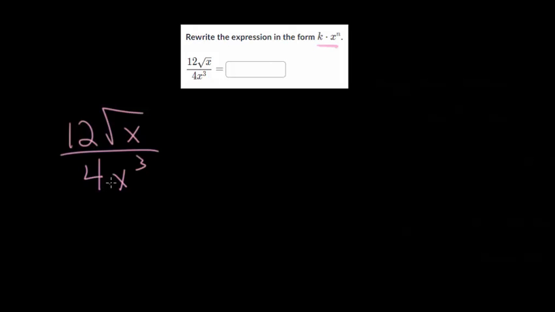For instance, we can do 12 divided by 4, and that is just 3. So we have 3 times the square root of x over x cubed. We were able to cancel out that 4. And from here, we've already figured out what k is. That's just 3. And we just need to simplify the variable terms.